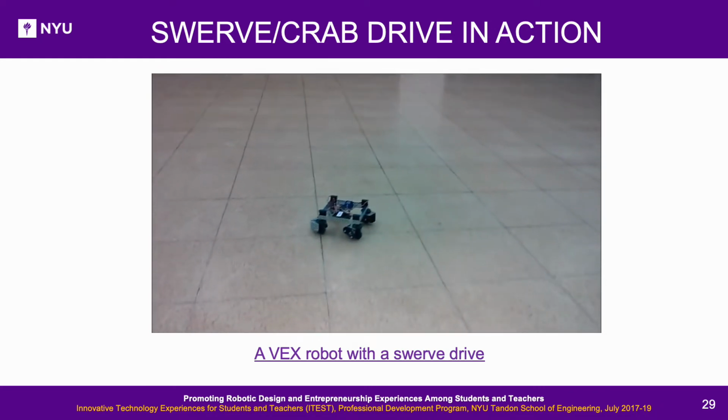Swerve or crab drive in action. Each wheel has 2 degrees of freedom. One to rotate about its own rotation axis and second about the vertical axis of the wheel.